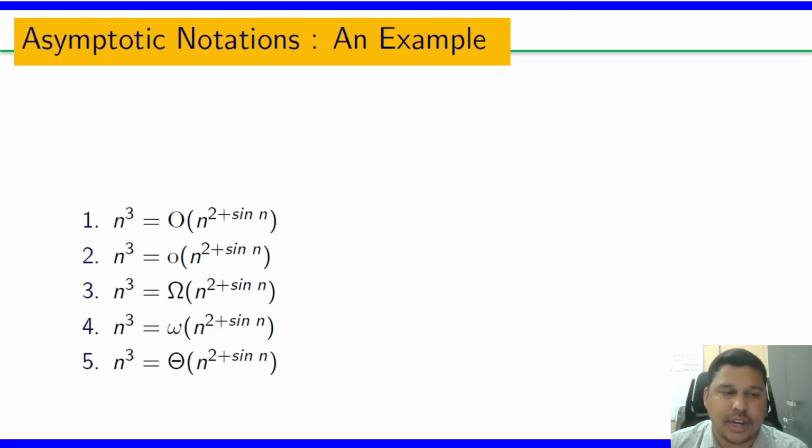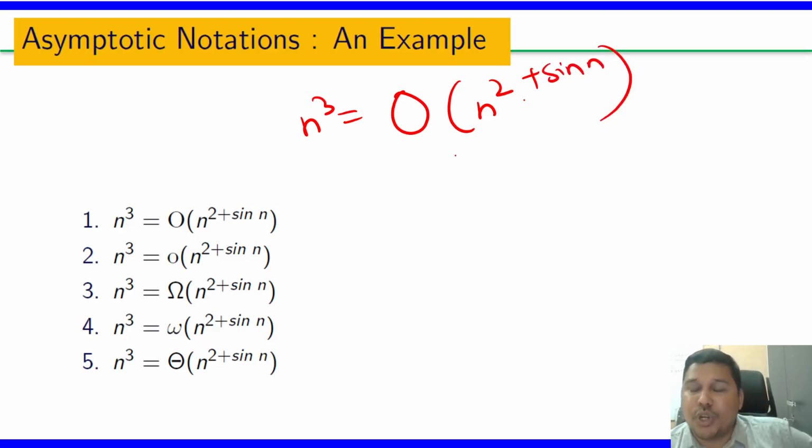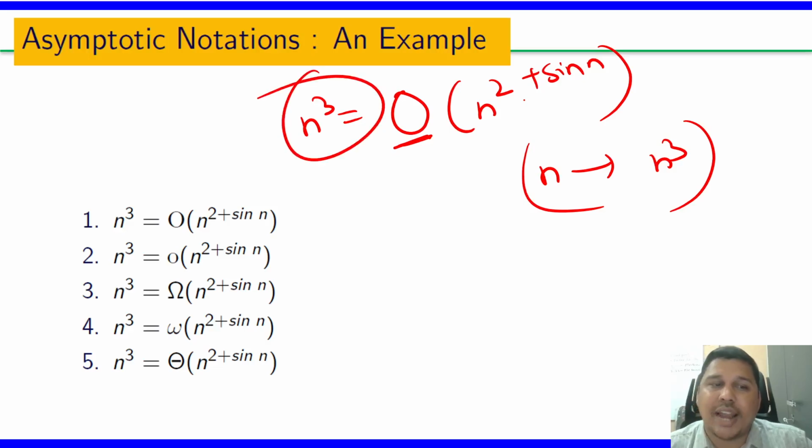Okay, let me explain you one. You tell the remaining. It is given as n cube equal to big O of n square plus n power 2 plus sin n. Okay, we already know this example, that it is varying from n to n cube, right? So when I'm using big O notation, which one I have to use? N cube only I have to use, no? I have to use n cube.